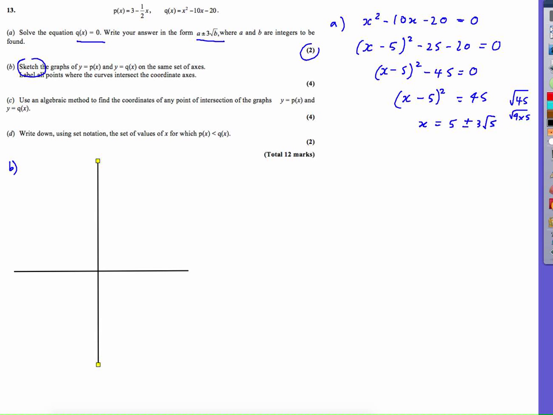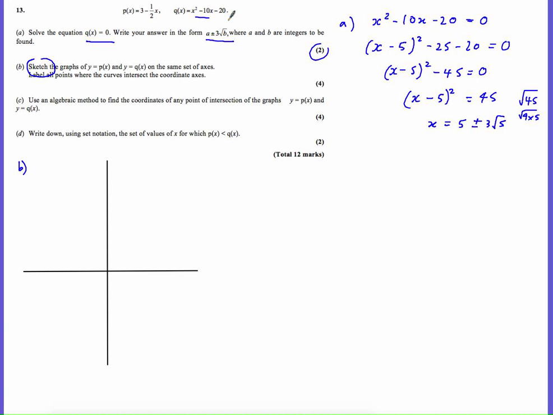So if I think about my quadratic, I've already worked out these roots. So that's where it crosses the x-axis. So I know it goes through at 5 plus 3 root 5, I'll stick that over here. And you might just want to verify in your calculator that 5 minus 3 root 5 is negative. It goes through there.